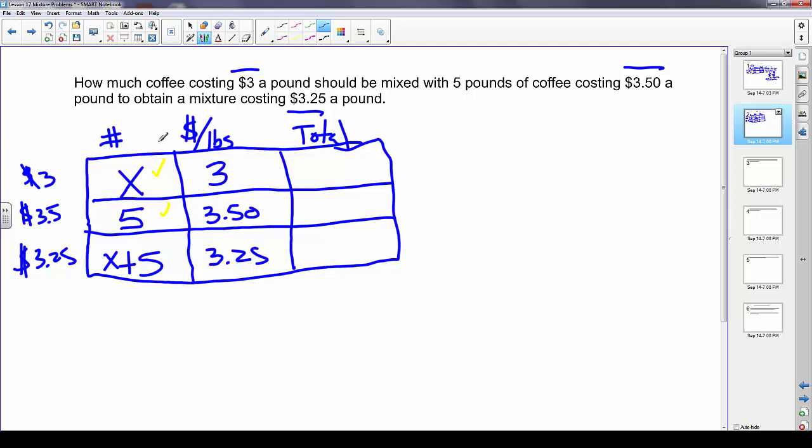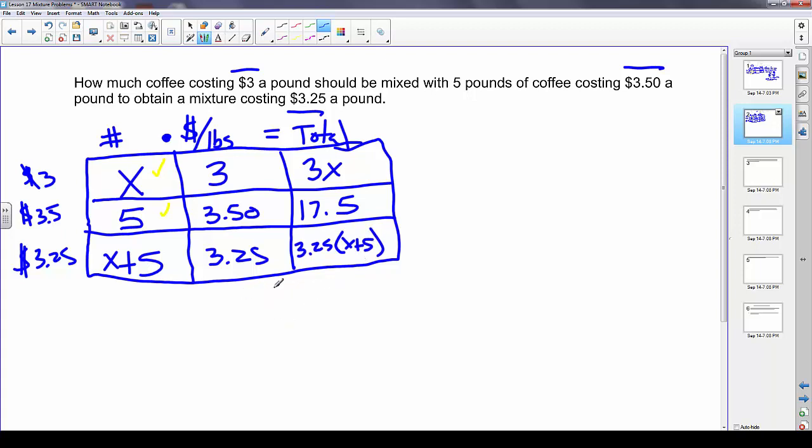Now, to get my total, again, I'm going to multiply across. Because think about it, if I had 10 pounds at $3 a pound, that would be 10 bucks. But I don't know how much I have of this, so I multiply and I get 3x. In this next case, I take and multiply 3.50 times 5, and I end up with 17.5. Then in this last case, I'm going to distribute that, so I have 3.25 times x plus 5.